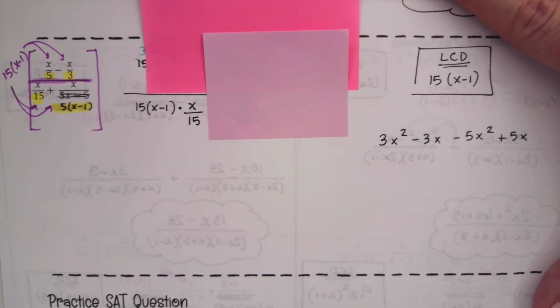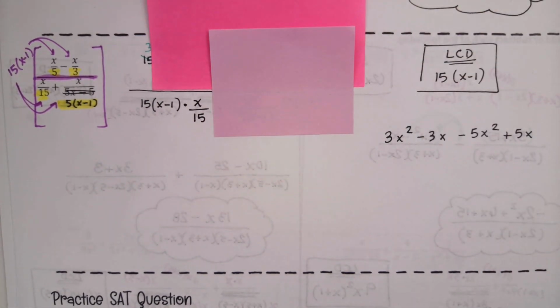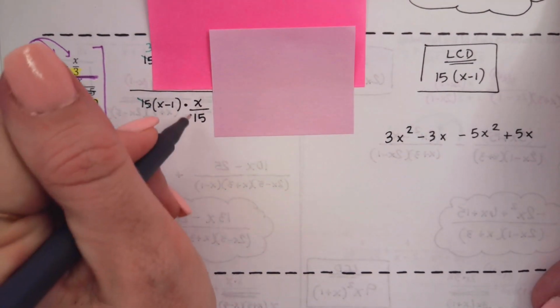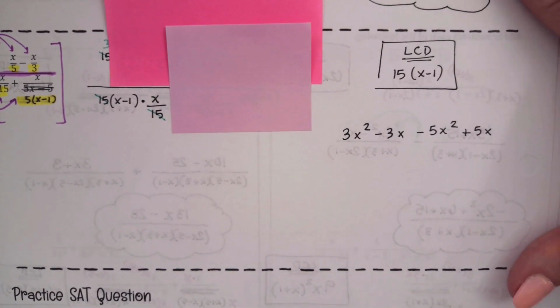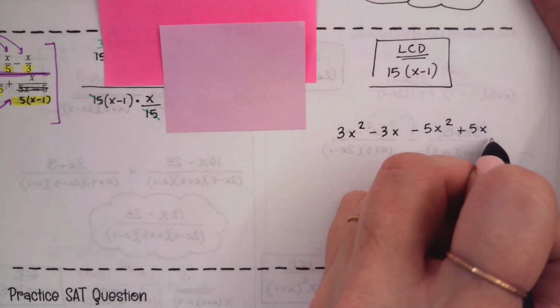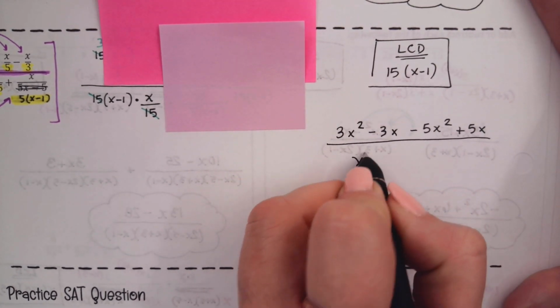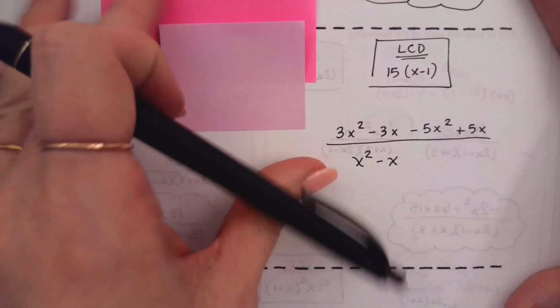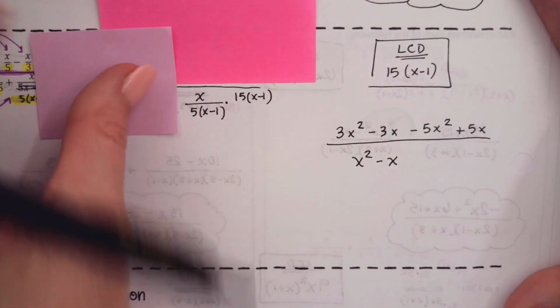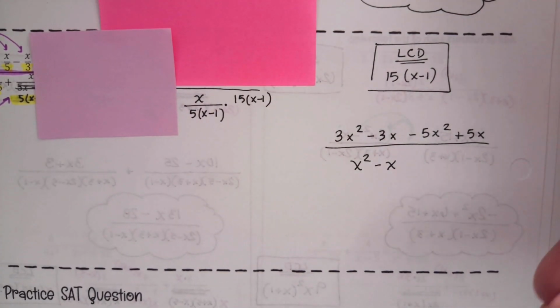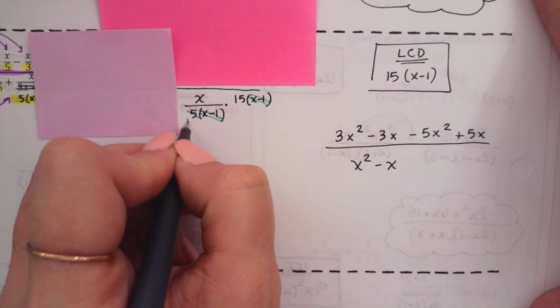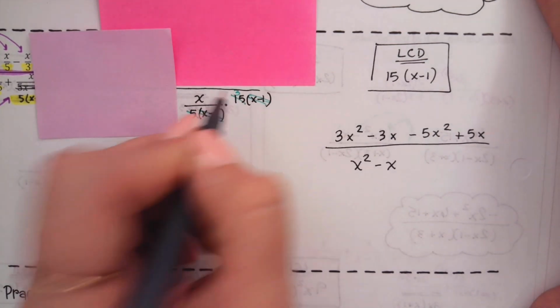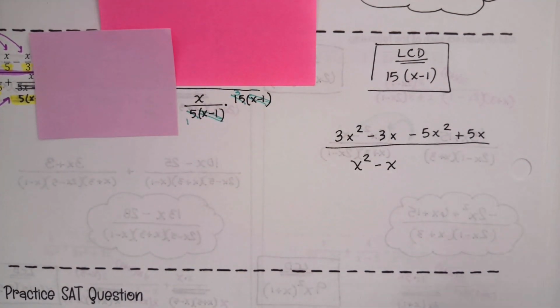Okay. Yes, Nick. 15's cancel. Good job. Anything else? No, we'll just distribute to get x squared minus x. And then looking at my second fraction. Yay, lots of canceling. The x minus 1s. And the 5 and 15 would turn into a 1 and a 3. Plus 3x.